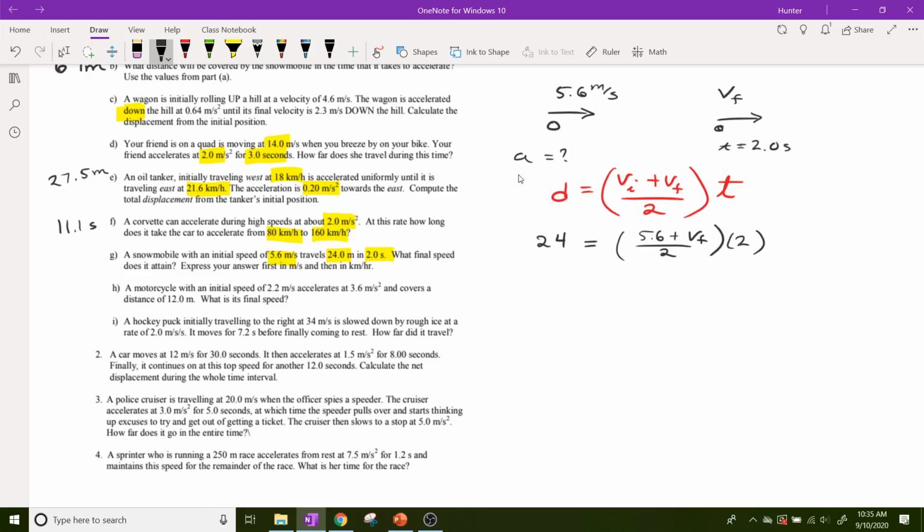The 2's do cancel out. That's the smartest thing to do. You see that we've got divided by 2 and we've got 2 seconds, so you can go bye-bye. That is nice. Because you're going to take away 5.6 on both sides, so your final velocity is going to be 18.4 meters per second. I think that's reasonable.